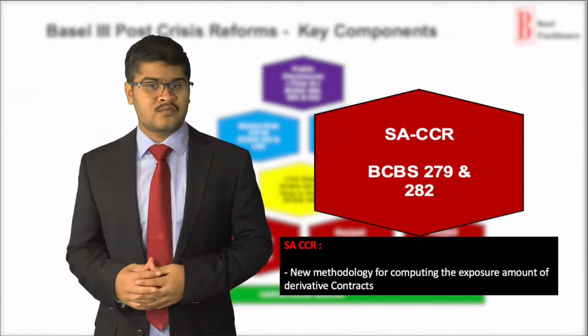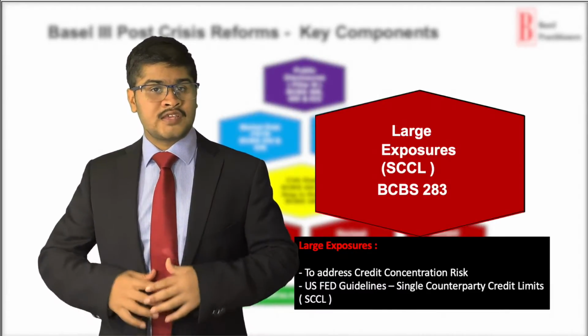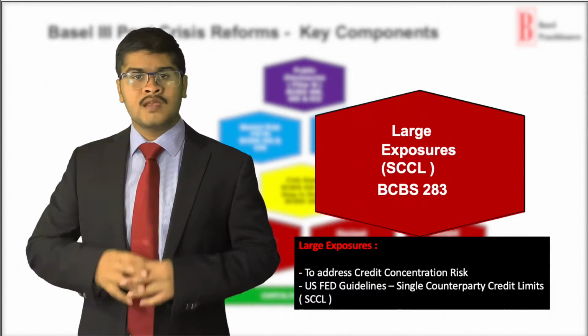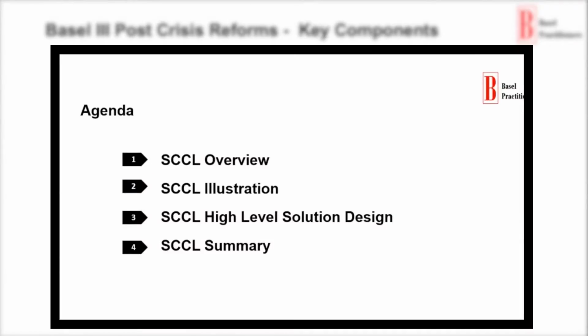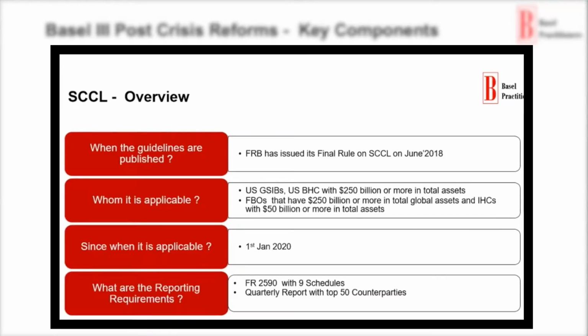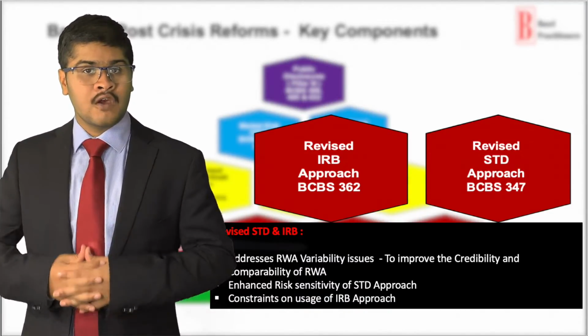This is the new standardized approach for computing the exposure amount for derivative contracts. These guidelines are mainly to address the credit concentration risk. In the US, the guidelines are known as the SCCL guidelines. You can watch a video we made on this topic by clicking right here. As explained in the previous slide, it is used to address the variability issues of RWA.